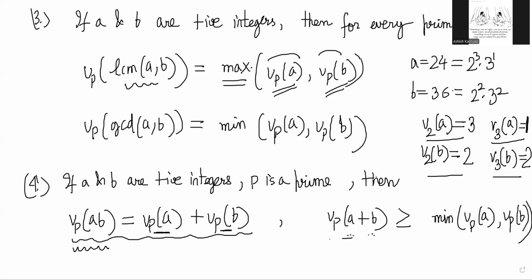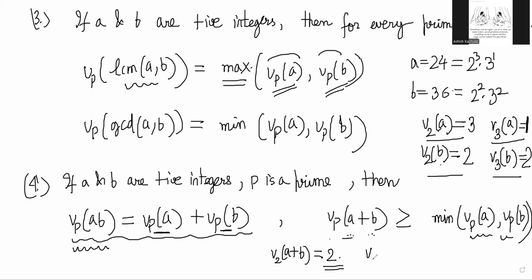Now we calculate A plus B. A plus B is 60, right? And 60 is basically 5 into 12, so 5 into 4 into 3. So 2 squared into 5 to the power 1 into 3 to the power 1. So V_2(A+B) is 2. Is it greater than or equal to the minimum of V_2(A) and V_2(B)? Yes, because the minimum value is actually 2.